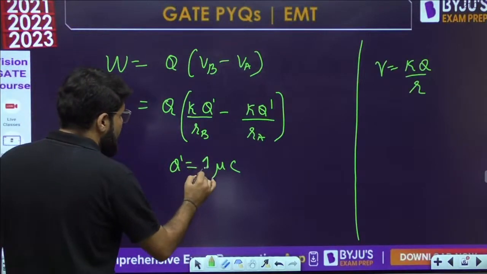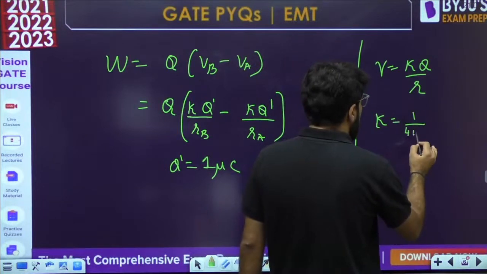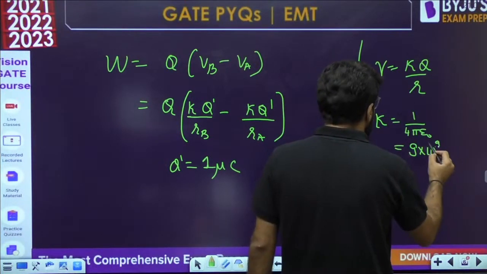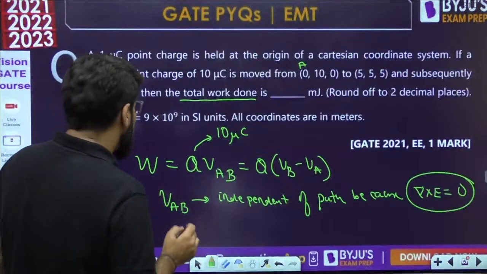So Q dash is going to be 1 microcoulomb. Now K, as we all know, in free space is 1 upon 4 pi epsilon naught, whose value you can directly put as 9 into 10 power 9. Now what are RB and RA?